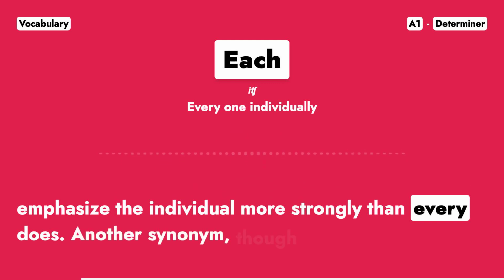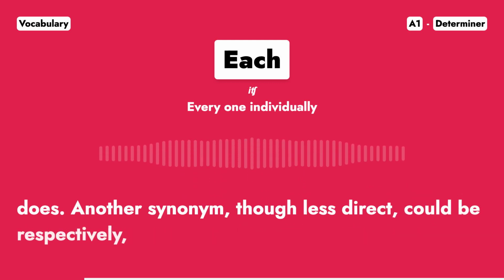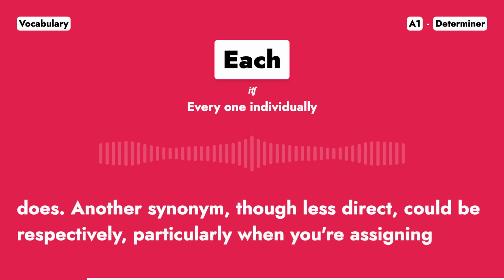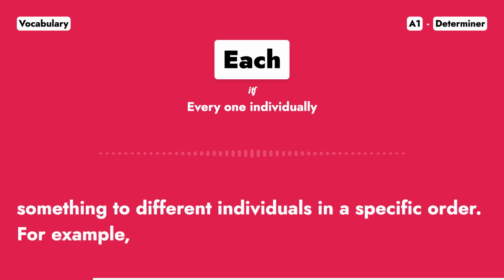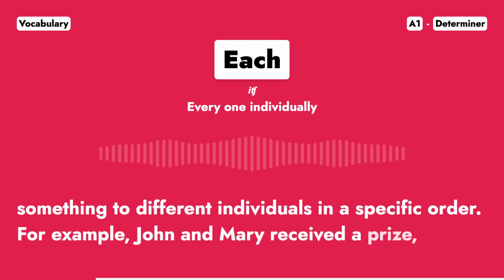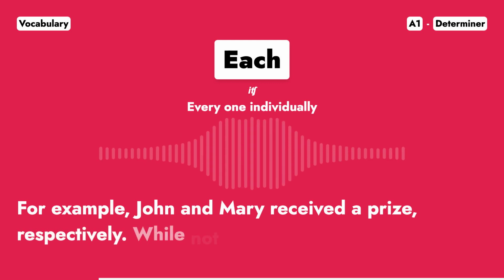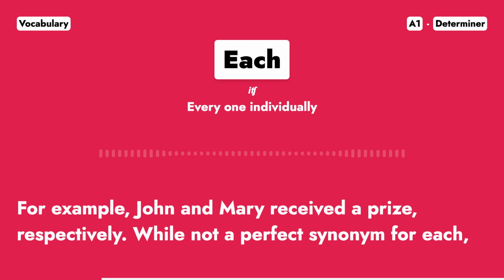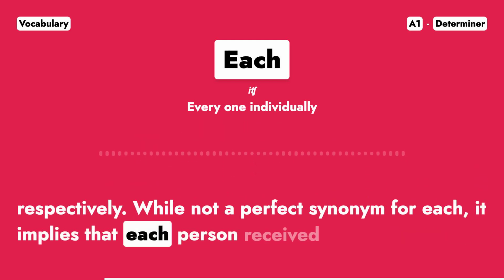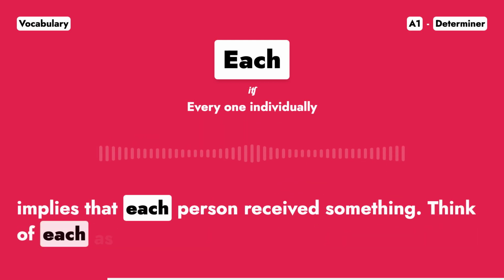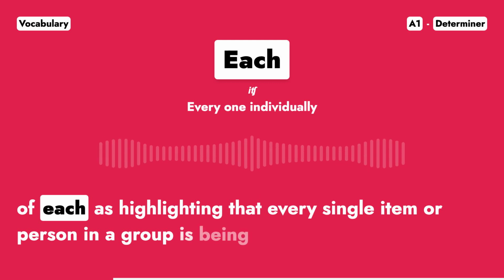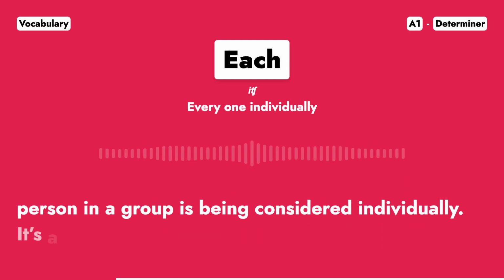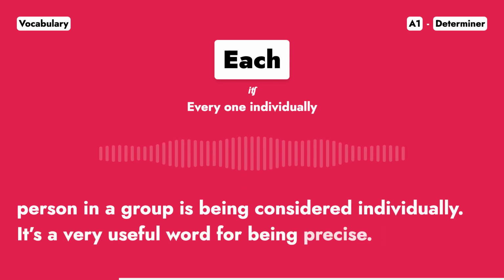Another synonym, though less direct, could be respectively, particularly when you're assigning something to different individuals in a specific order. For example, John and Mary received a prize, respectively. While not a perfect synonym for each, it implies that each person received something. Think of each as highlighting that every single item or person in a group is being considered individually. It's a very useful word for being precise.